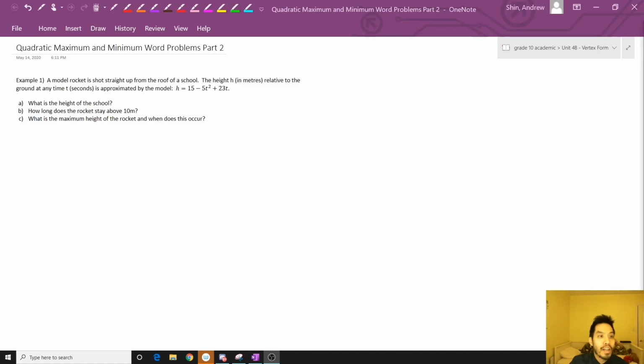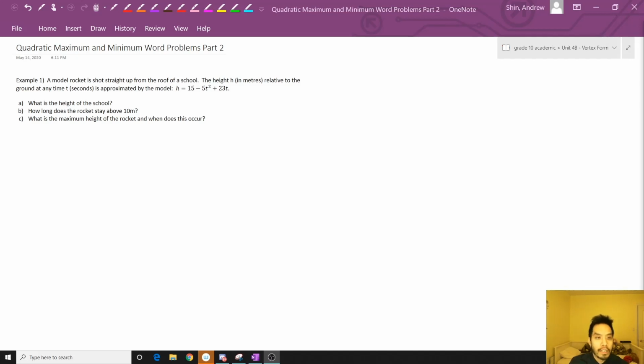Hello and welcome to Quadratic Maximum and Minimum Word Problems Part 2. We're going to do example number 1. A model rocket is shot straight up from the roof of a school. The height h in meters relative to the ground at any time t seconds is approximated by the model h equals 15 minus 5t squared plus 23t.